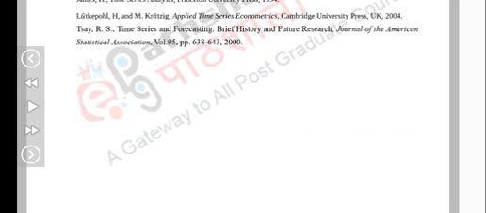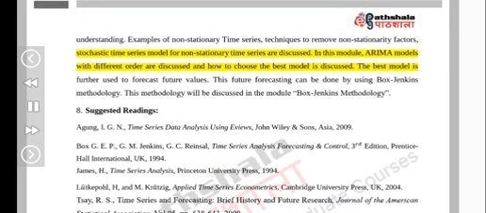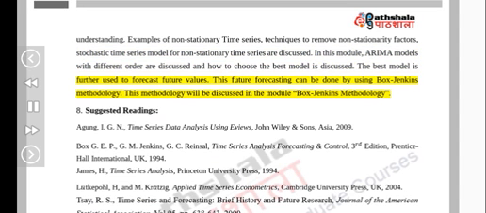In this module, ARIMA models with different orders are discussed and how to choose the best model is discussed. The best model is further used to forecast future values. This future forecasting can be done by using the Box-Jenkins methodology. This methodology will be discussed in the module, Box-Jenkins Methodology.